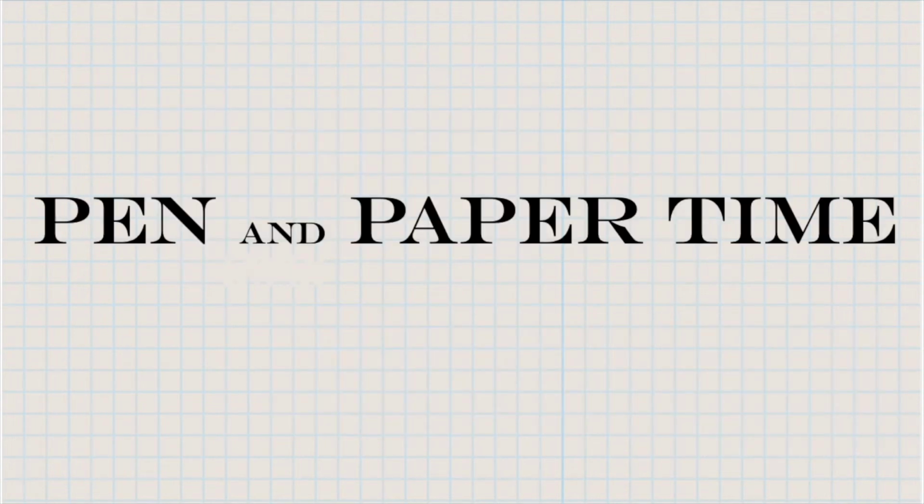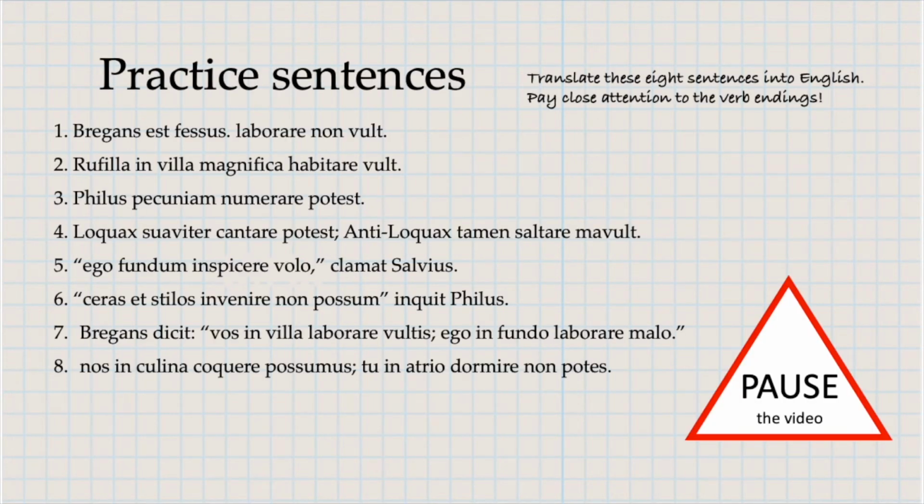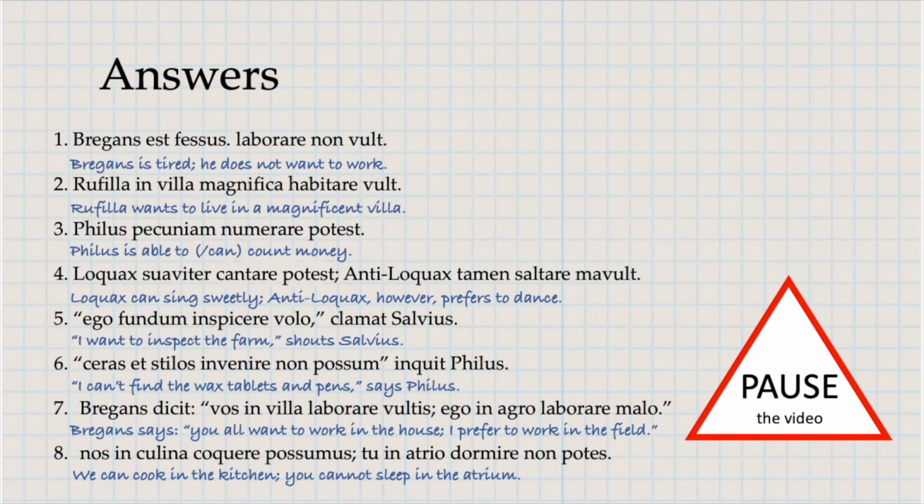Right, now it's time to grab a pen and some paper, or whatever method you usually use for writing things down, trying out some exercises, and we'll have a go at translating some of these verbs in context. Okay, here we go then. I've got several examples for you today. Here are our practice sentences. Translate the 8 sentences into English and pay close attention to the verb endings. Make sure you pause the video now whilst you work them all out. Here come the answers then.